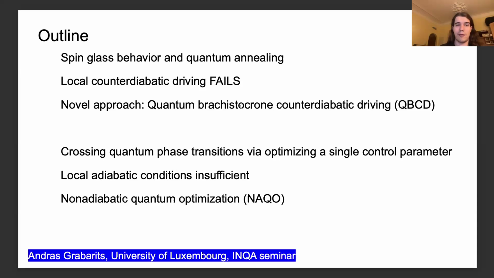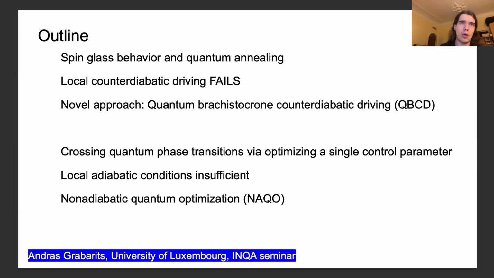So the outline. First, I'm going to test the effect of local counterdiabatic driving in quantum annealing for NP-hard problems exhibiting spin-glass behavior and the very dangerous exponentially small quantum annealing ground state gap. For these problems, I also introduce our new novel approach, the quantum brachistochrone counterdiabatic driving, and we'll compare the two methods. As a spoiler, the first fails, the latter is quite promising.